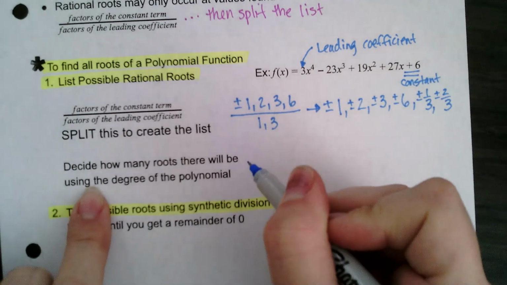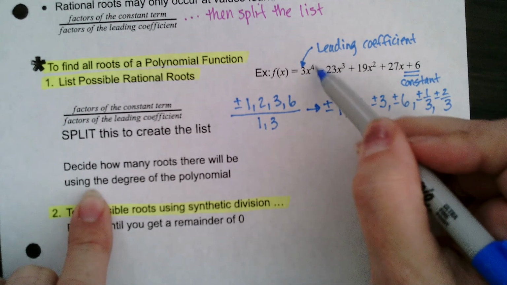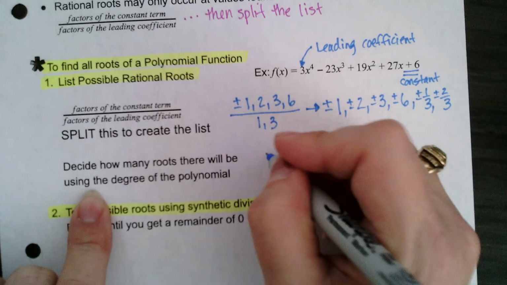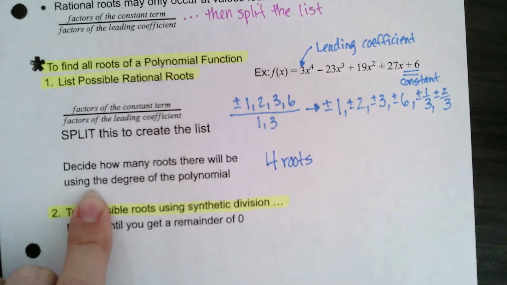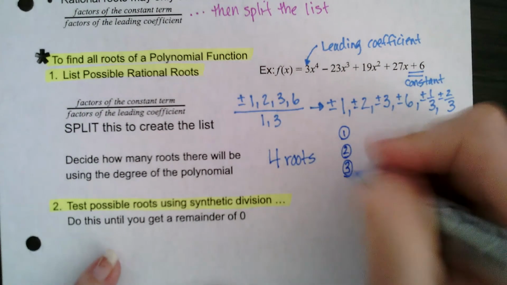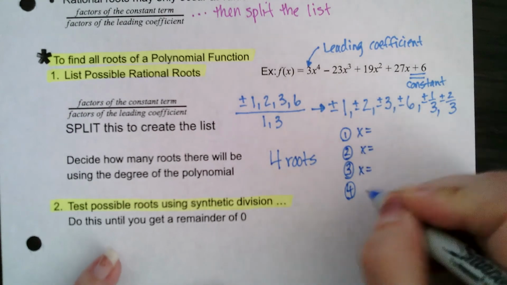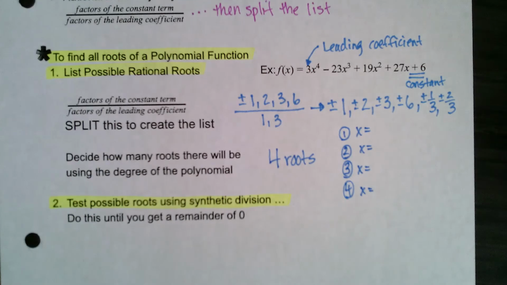Then we want to decide how many roots there will be using the degree of the polynomial. So how many roots are we looking for in this one? We'd be looking for 4. A lot of times when I'm doing these problems, I just go ahead and write 4 x equals blanks. So once I fill in all 4 of those roots, I know that I'm done with the problem. And then this part I like to do with a pencil because I often have to redo it a number of times because I'm not really good at getting it on the first guess.